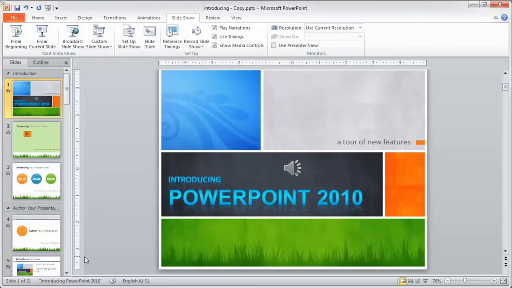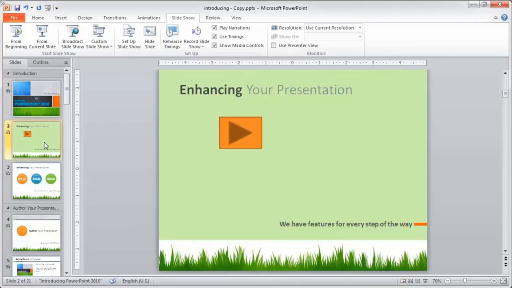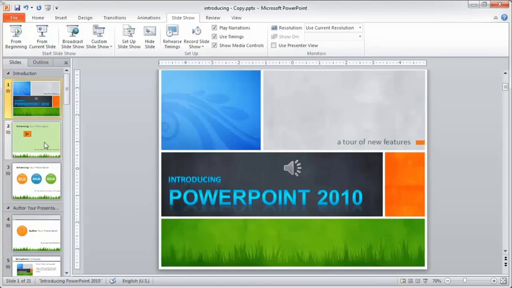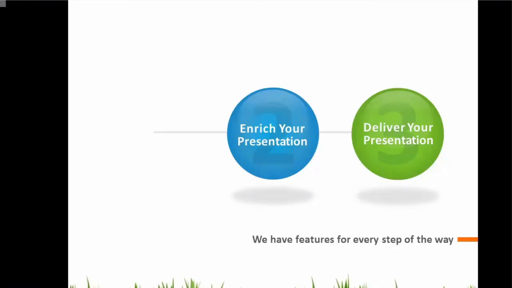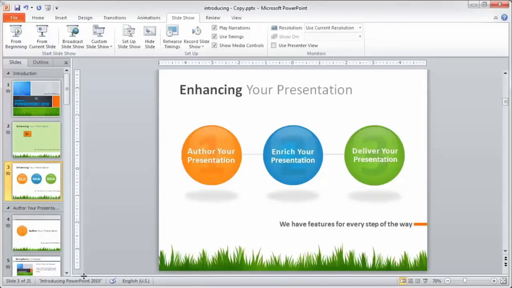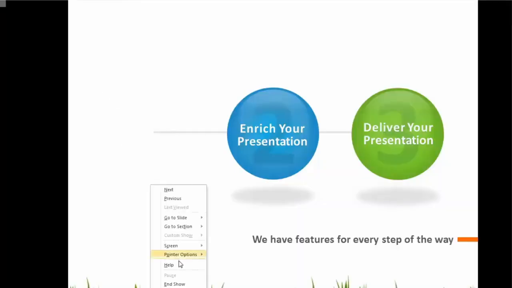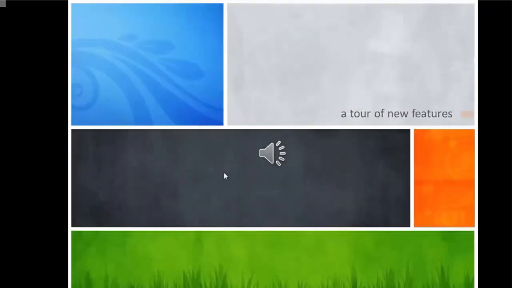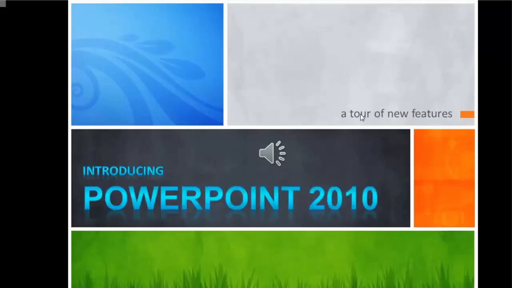From beginning, to start the slideshow from the first slide of the presentation, you can also use the F5 shortcut key. From current slide, to start the slideshow from the active slide, you can also use the Shift plus F5 shortcut key. To exit slideshow view, press the Escape key. You may also be able to right-click on the slide and choose the End Show option in the resultant menu. Remember that slideshow view is purely a display view and no editing can be done on slides at this point of time.